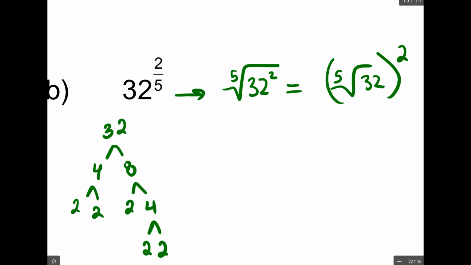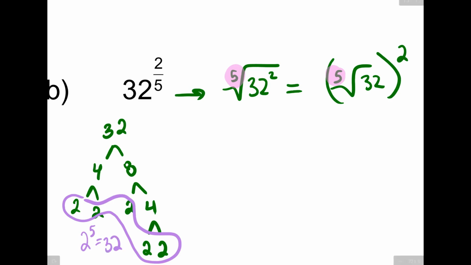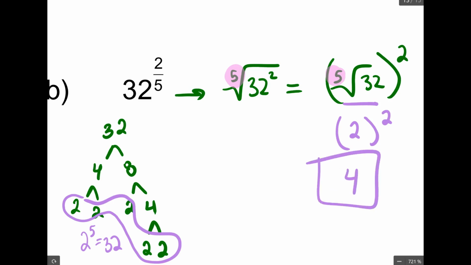Since this is the 5th root, I'm looking for a group of 5, which is what I have. Here is my group of 5: 2 times 2 times 2 times 2 times 2. So 2 to the 5th is equal to 32. The 5th root of 32 is just 2. And then I want to square it, so 2 squared is just going to be 4. Awesome. So it's just going to be 4.